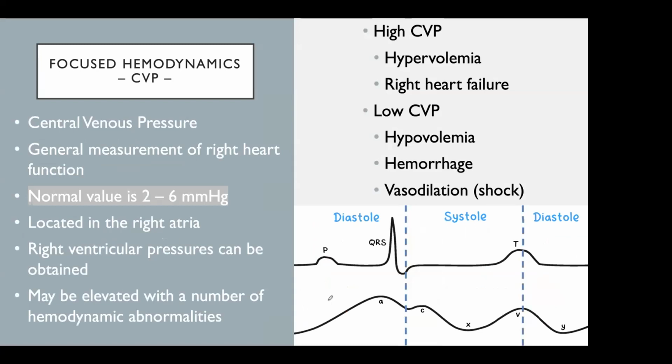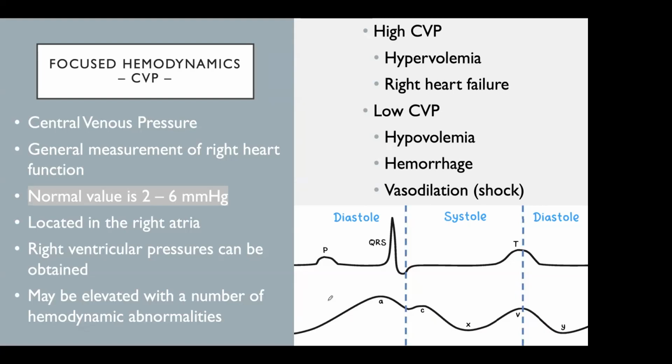Central venous pressure is a general measurement of the right heart function. Like we stated, our normal value is roughly 2 to 6 millimeters of mercury. When we're looking at our Swan-Ganz or our measuring device, we want to see that roughly in the right atrium, close to receive that pressure behind the right ventricle. So our right ventricular pressures can be obtained. Especially if we have the Swan-Ganz catheter, we can move that further into the right ventricle and get a direct measurement there as well.